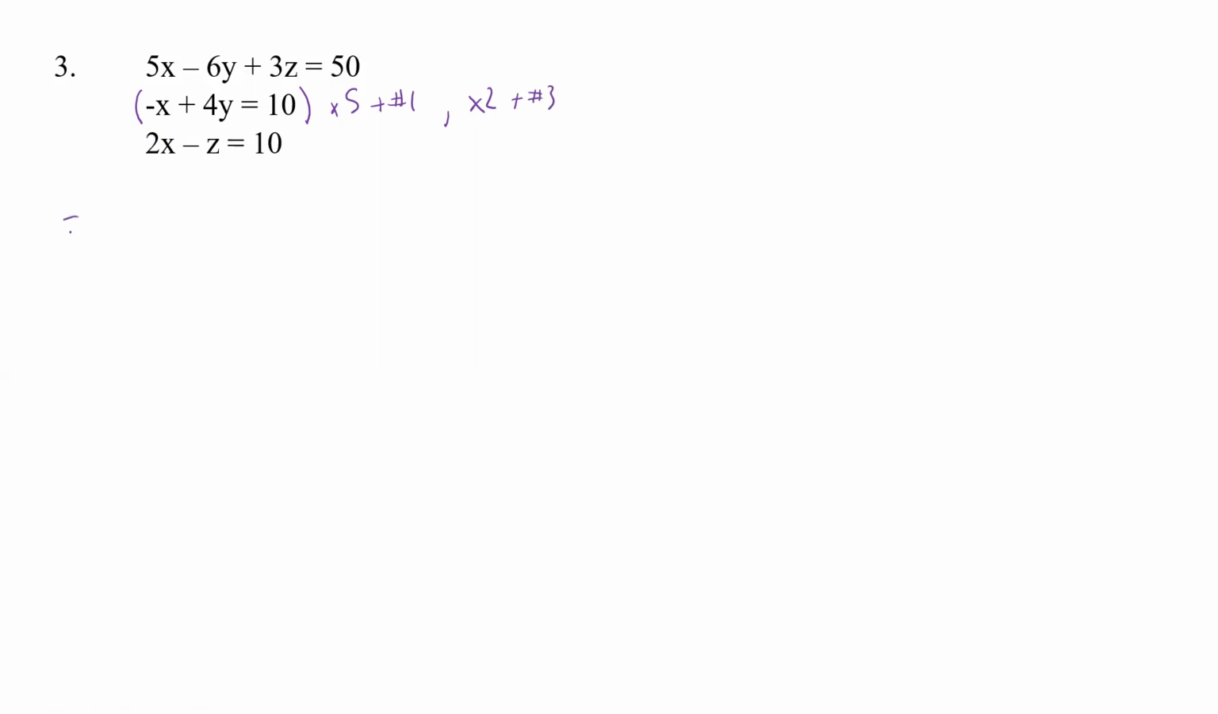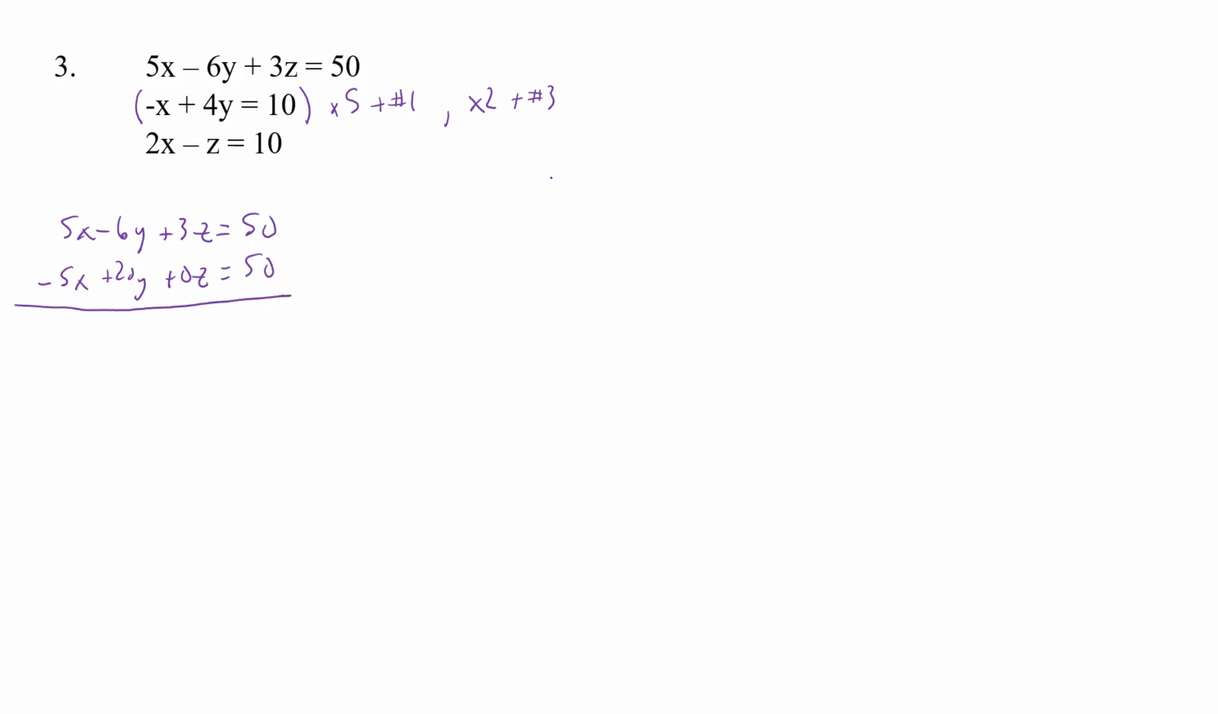So I'll have my 5x minus 6y plus 3z equals 50 from the first one. Now I'm going to take 5 times this one, so I'll have a minus 5x, and then 5 times that, so it's going to be plus 20y. Now there's no z, so I'll have 0z, and then plus 50, and so it's going to be 50. So that's going to be my first elimination.